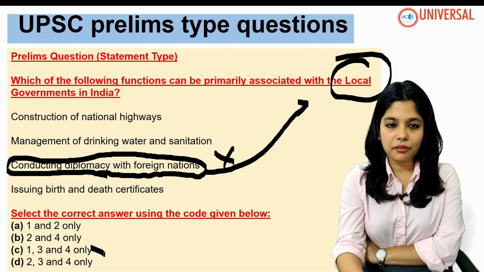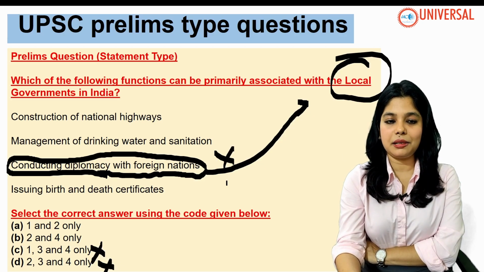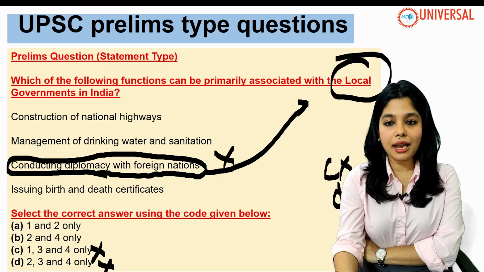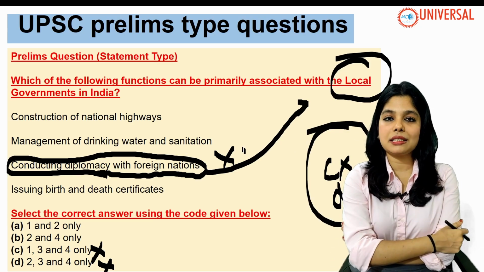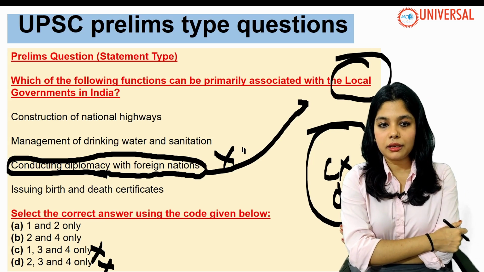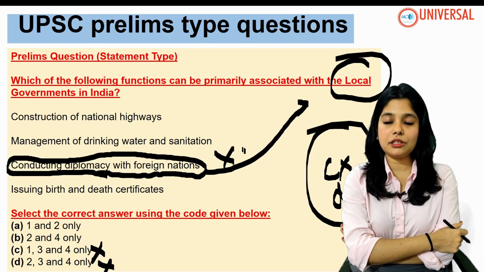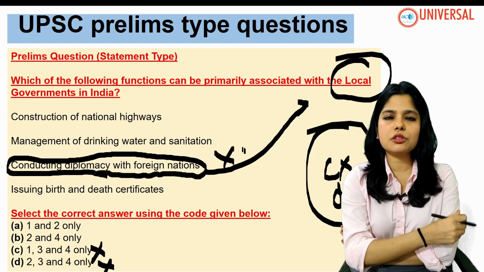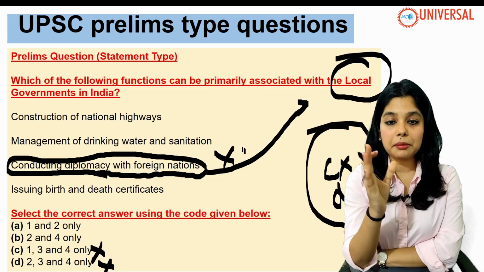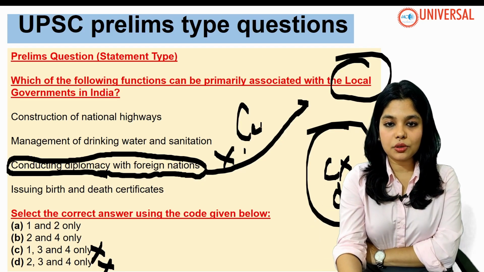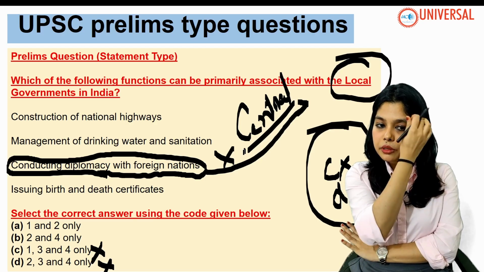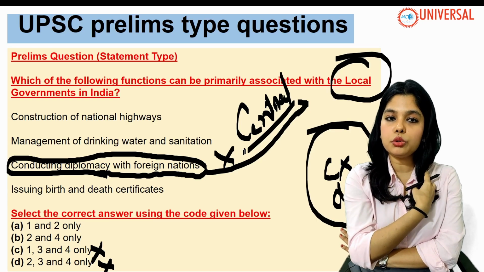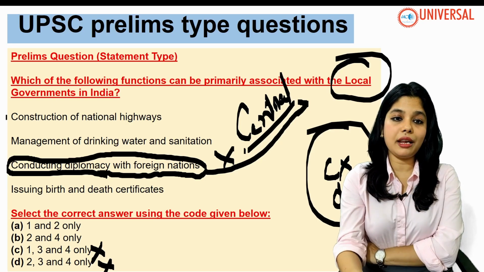From there, we get that option C is wrong and D is wrong. Why? Because the third statement is definitely wrong. Diplomacy and foreign nations development discussions are not done by the local government, they are done by the central government. Then here comes 1 and 2, 2 and 4. Then construction of national highways.